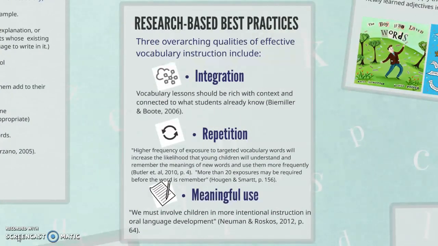Three key components mentioned in our textbook, as well as other articles that I'll refer to, involve integration, which means including vocabulary learning in all content areas, lots of repetition. Sometimes it takes more than 20 exposures for a word to fully be acquired. And then offering lots of meaningful uses and purposeful uses of the words makes vocabulary instruction more intentional for students.